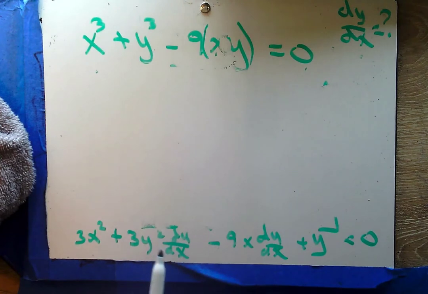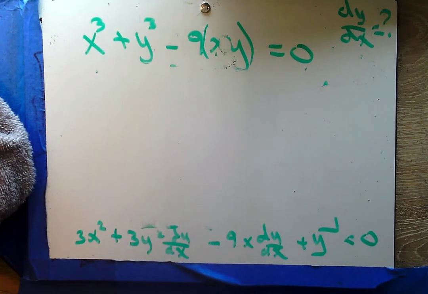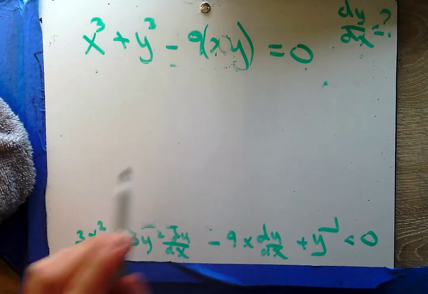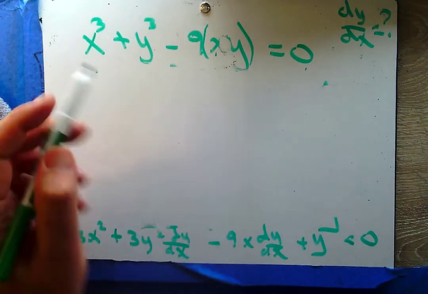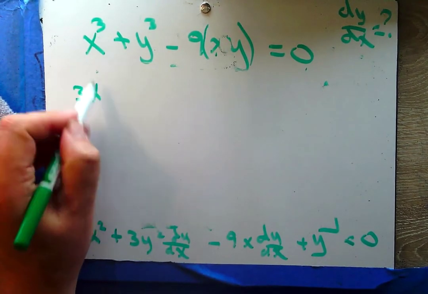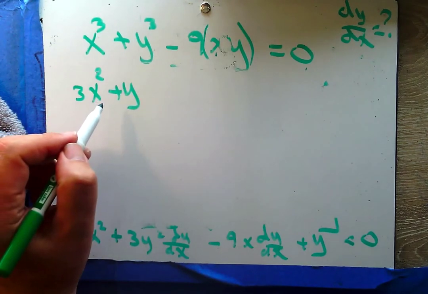We'll come back and have a note about whether it matters which side I push stuff on after we're done solving this. I'm going to move all the dy dx stuff over there. So I'm going to have 3x squared plus y. Isn't that 9y?